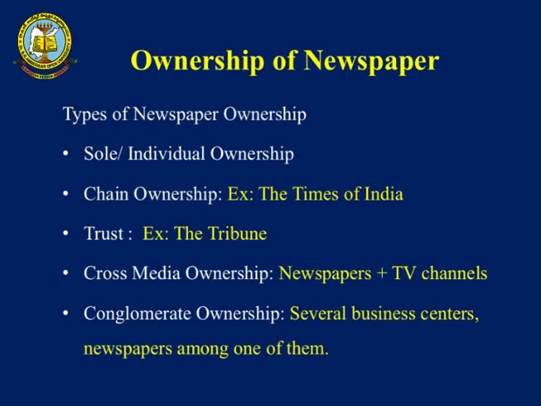When we look at newspaper ownership patterns in India, there are newspapers which are owned by individuals. There are chain newspapers like the Times of India. There are newspapers which are owned by a trust, like the Tribune. Then there are newspapers which have cross media ownership, which means that the owner is not just into newspapers but also into other media, it can be publishing, it can be television. Then there can be conglomerate ownership, where the owner has several businesses and the newspaper is one among them. So you have different types of ownership in India.